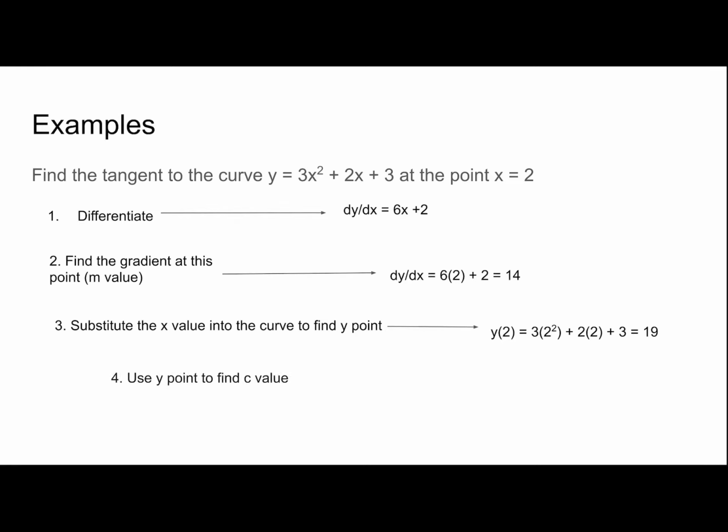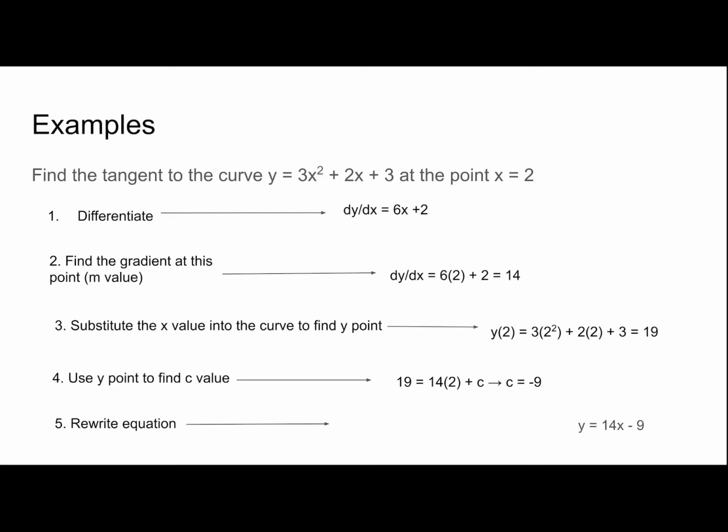And now we can use y equals 19 to find our c value for our tangent. So we now know that y point, and we know our x point. Our x point is 2 and our y point is 19. So therefore we can substitute to find our c. 19 equals 14 times 2 plus c. So therefore c equals -9. And once again, we're going to rewrite our final equation. It is crucial that you do this because sometimes the examiners won't give you the full mark if you do not rewrite the final equation. So we're going to rewrite our final equation, and it's going to be y equals 14x minus 9.